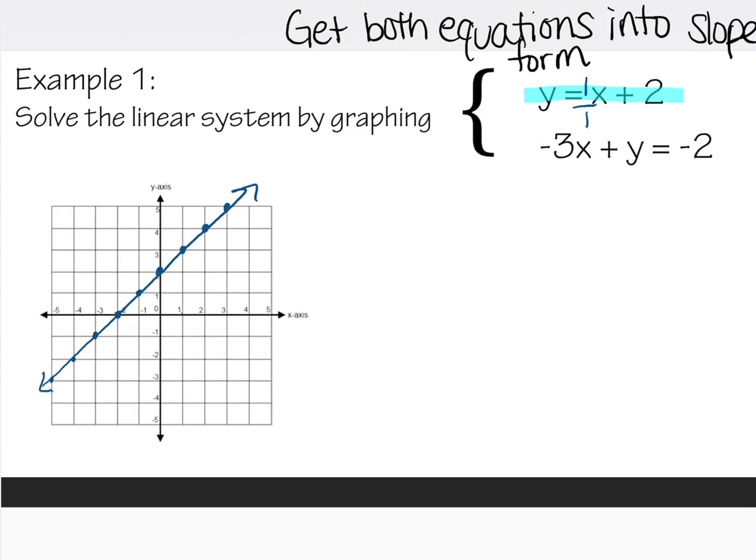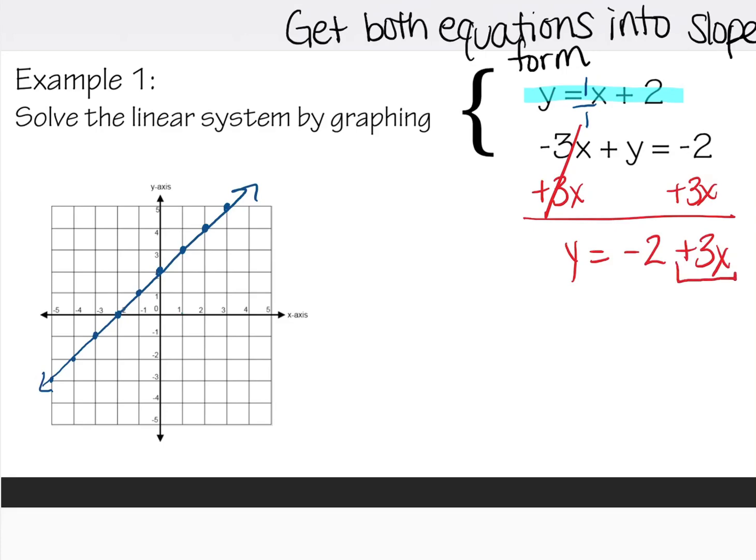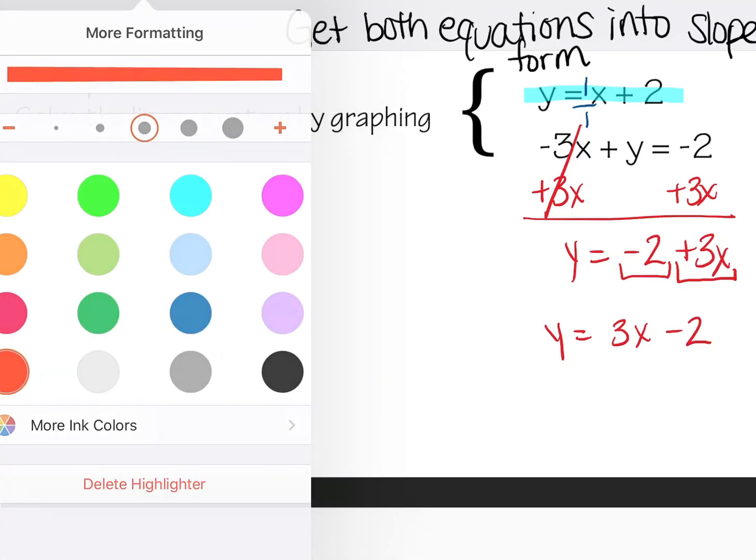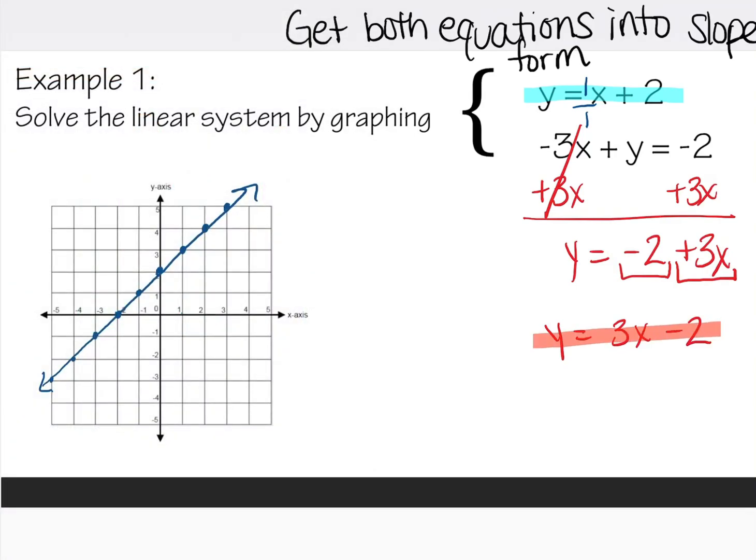So instead we see this negative 3x. We're going to add 3x to both sides. On the left side it reduces, and we're just left with y on the left side. So this is the same thing as negative 2 plus 3x. However, if we want it to look more in slope-intercept form, remember we keep the sign that's in front of my term. Together, this is the same thing as y equals 3x minus 2. So that is my second equation.